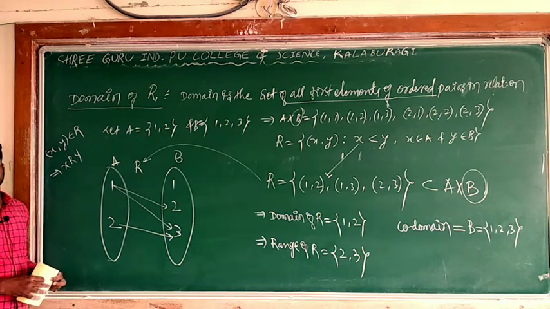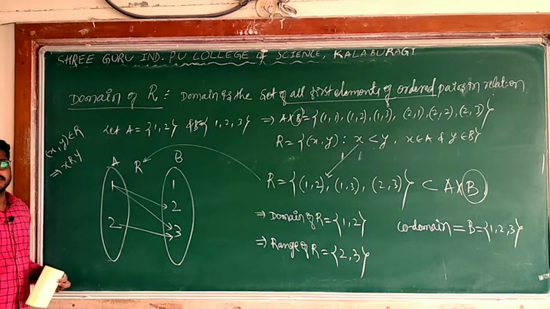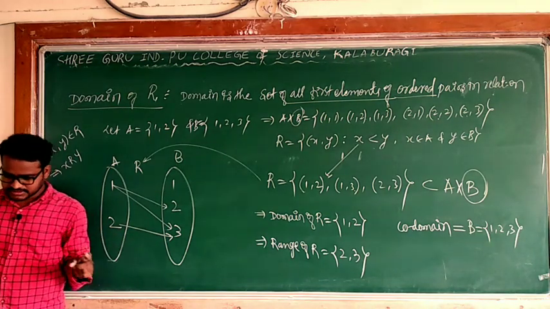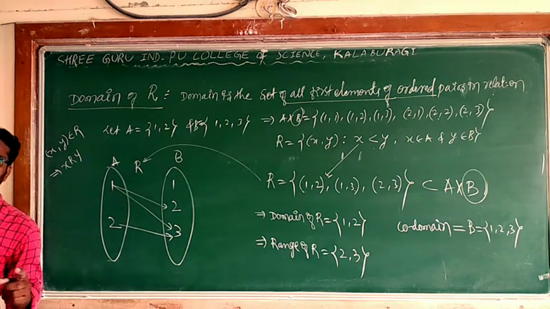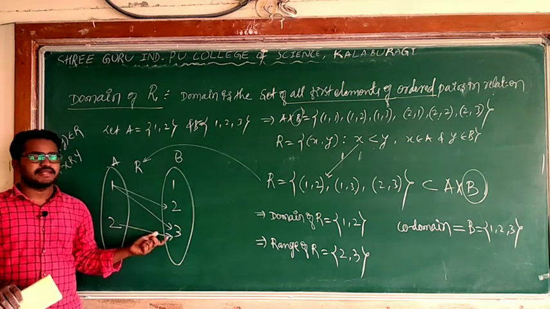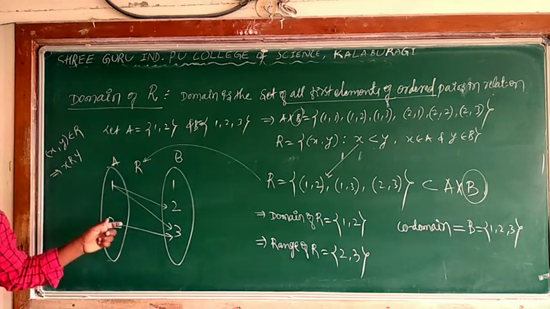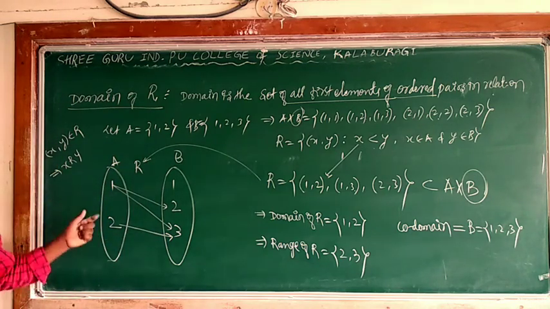You understand, domain is the set of all possible first elements of the ordered pairs, and range is the set of all possible second elements of the ordered pairs. Codomain is the second set itself. This is about domain, range, codomain.